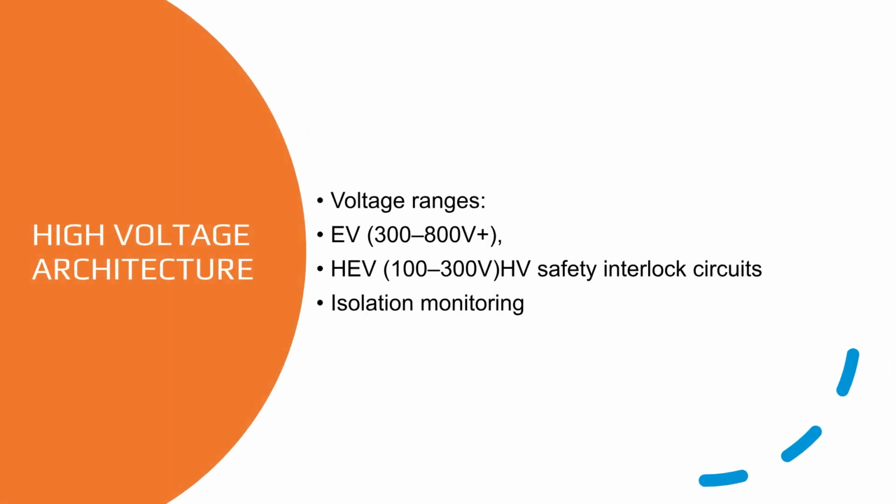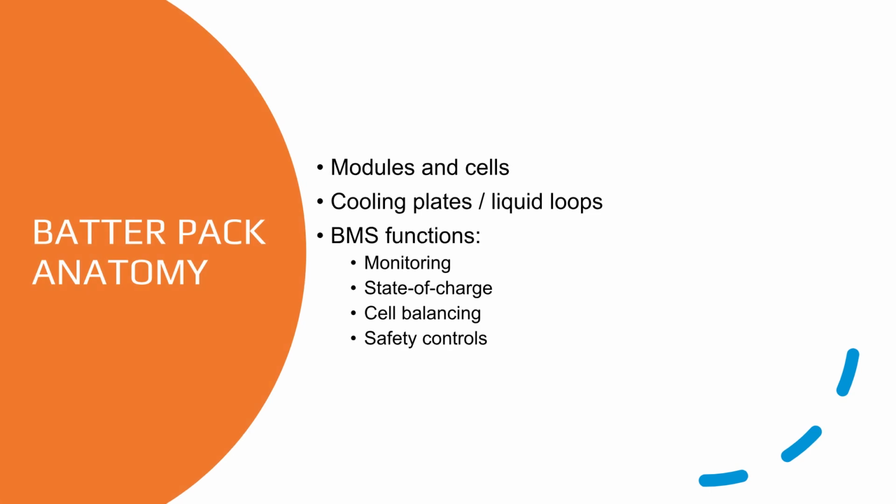High-voltage architecture varies significantly, with EVs typically operating between 300 and 800 volts or higher, while HEVs generally operate in the 100 to 300 volt range. Safety interlocks are critical in these systems. The battery pack anatomy consists of interconnected modules and cells, maintained by liquid cooling loops and controlled by the battery management system to ensure safe operation.